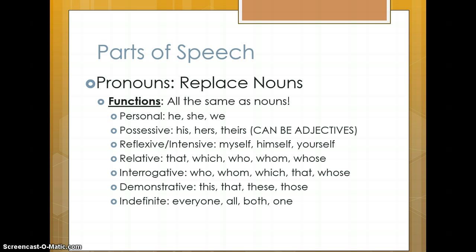Second part of speech, pronouns. Pronouns, very simple. They replace nouns. All of their functions are all the same things that nouns can do. There's a whole bunch of different types of pronouns, and I'm not necessarily concerned that you memorize what all those different types are. However, you should recognize that there's some words that are pronouns that you might not normally think of as pronouns. Usually, we consider the personal pronouns and maybe the possessive ones. But I'm not sure we regularly think of these interrogative words as actual pronouns, and they can be used that way. So that's something worth pointing out in terms of pronouns.